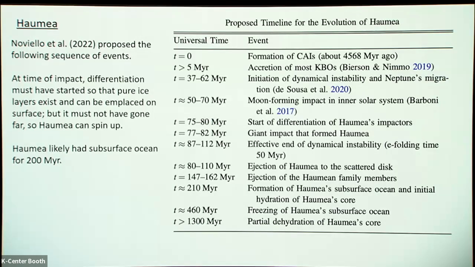The dynamical instability lasts for tens of millions of years. And during this time, the dynamical instability, Haumea was scattered. And then as its core formed and it spun up, then it would have ejected the family members. So it's after it's already in the scattered disk. And then sometime in this time window, it would have actually heated up further, created an ocean, and then that ocean would have frozen, and then by 1.3 billion years, there's no ocean, but the core heats up and it dehydrates a little bit. Anyway, it's kind of done after that. So we think that Haumea probably had a subsurface ocean for 200 million years and probably underwent this history. And this tells us a lot about when the dynamical instability had to occur.